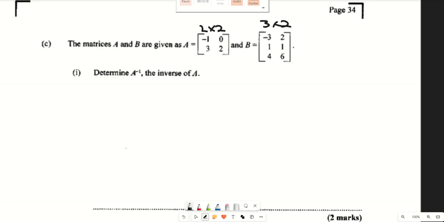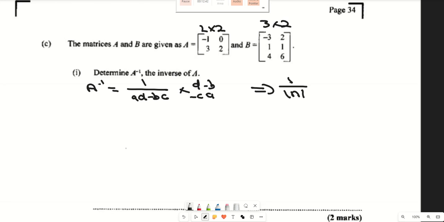Right? They said find the inverse of A, or determine A inverse. We know that the formula for A inverse is 1 over AD minus BC multiplied by D, minus B, minus C, A. This is the same thing as saying 1 over the modulus of A, which is AD minus BC, multiplied by A adjoint.